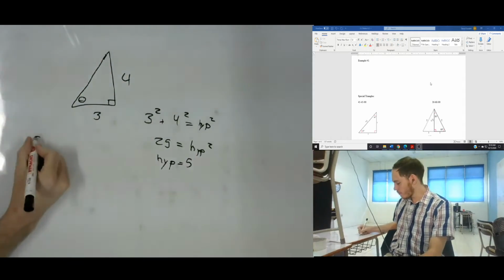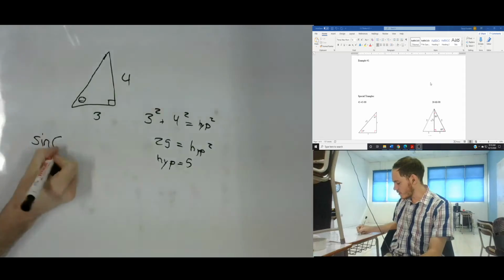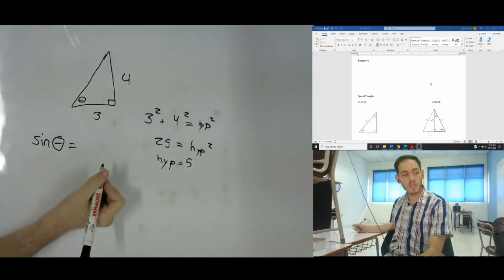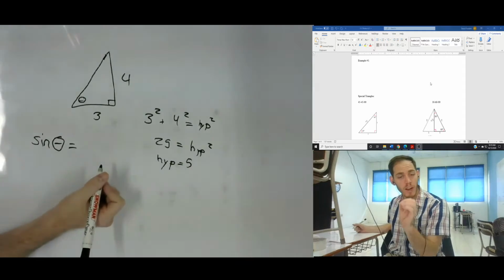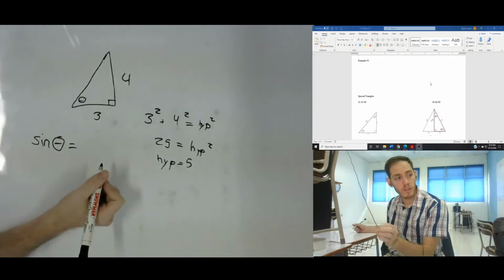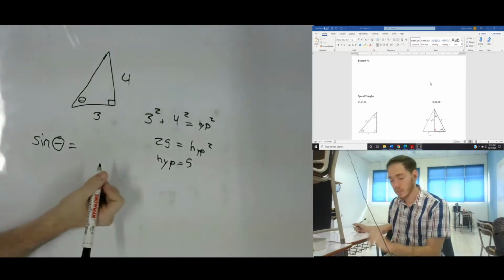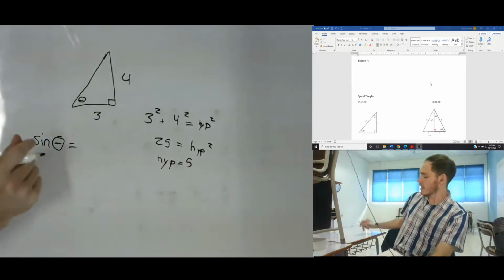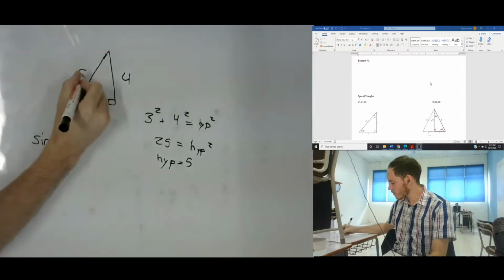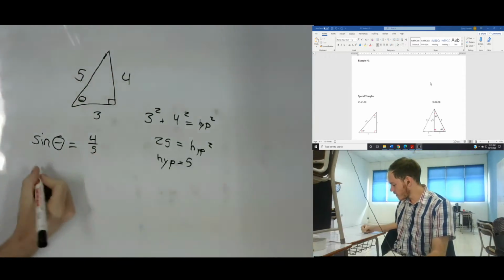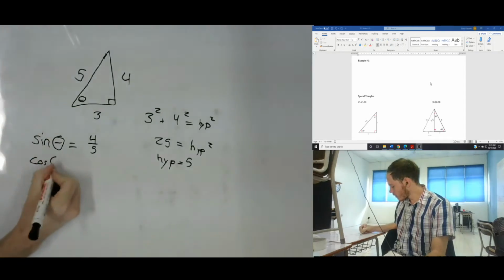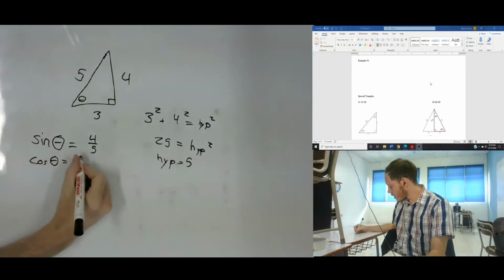Now remember, you don't need to know the angle to solve this. What you do is you'll get fractions. So exact values will be fraction or square root exact numbers. There's no decimal points for these. Okay, sine of theta. Sine of theta is going to be opposite over hypotenuse, so 4 over 5. Cosine is going to be 3 over 5.